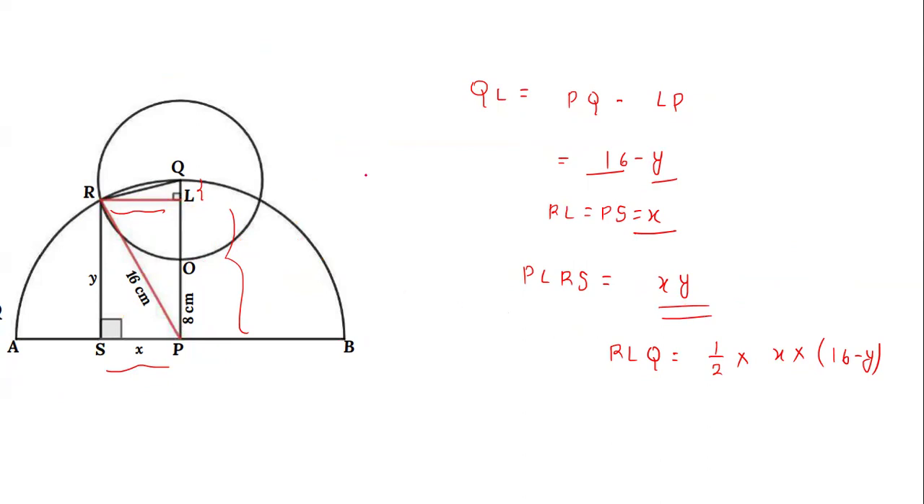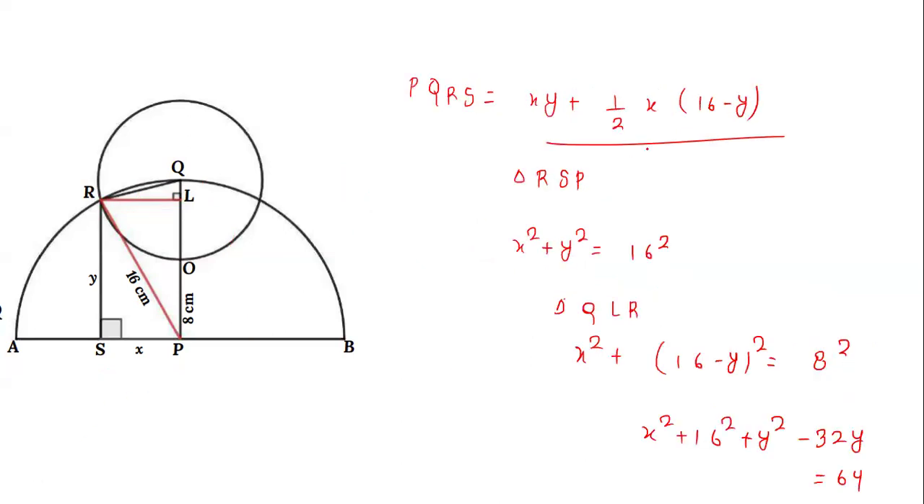And what is this triangle RQL area? It is simply half times base. Base is X times vertical height, which is 16 minus Y. So this is this. Now we just have to add these, and this is the total PQRS area. So we have to find the X and Y values to get the numerical value of the PQRS area. So let's see the triangle RSP.